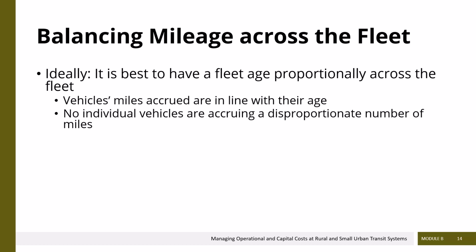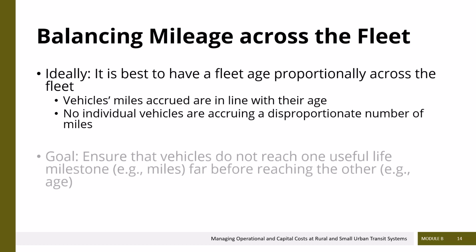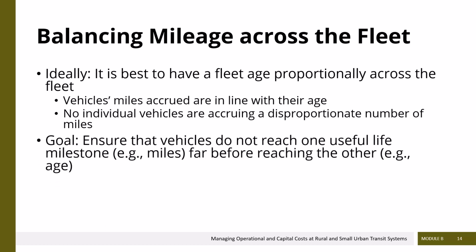So if you have some vehicles that are maybe only halfway through their life in terms of years, however, have accrued so many miles, they're basically not usable anymore. That's not good because then that vehicle is going to become non-usable for you or very, very expensive to maintain. So the goal here is to try to ensure that vehicles do not reach one useful life milestone, for instance, the number of miles you want to keep a vehicle for, before reaching the other, for instance, their age.